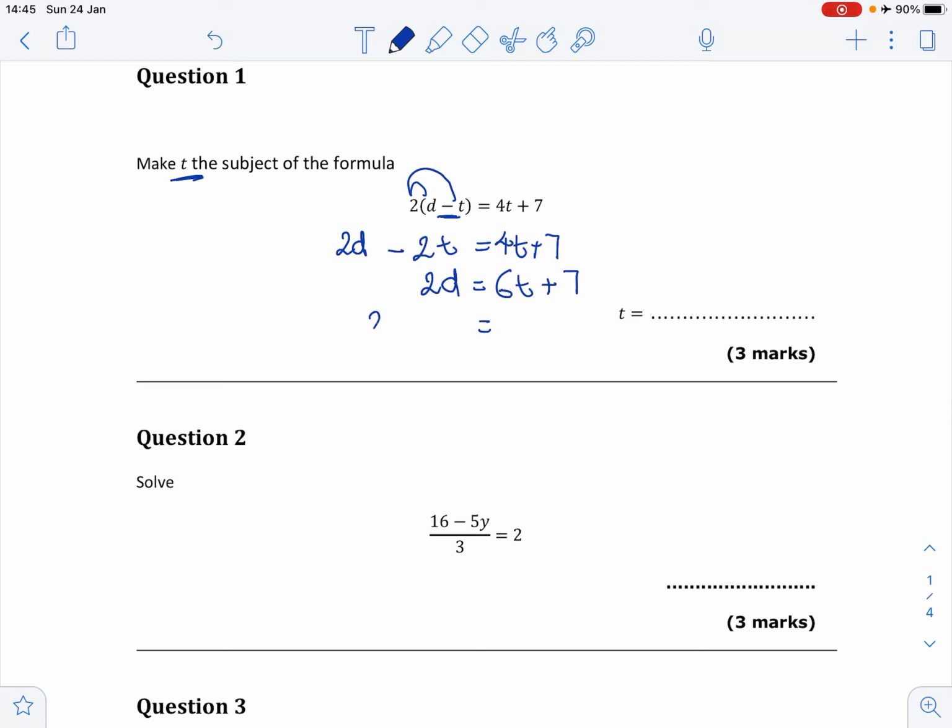Then subtract 7 on both sides. 2d minus 7 equals 6t. And finally, divide by 6 on both sides, so t equals 2d minus 7 over 6.